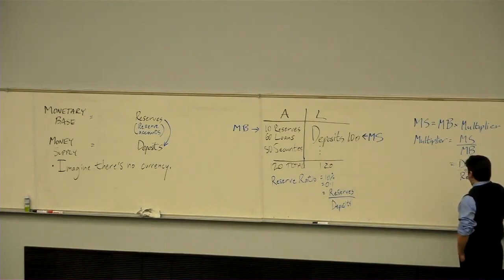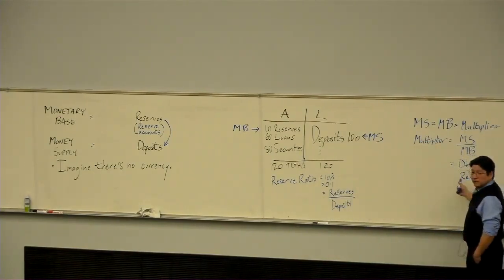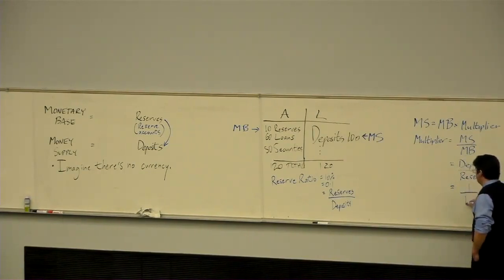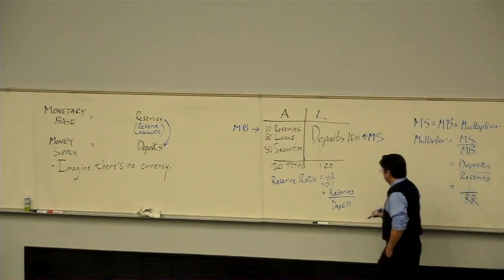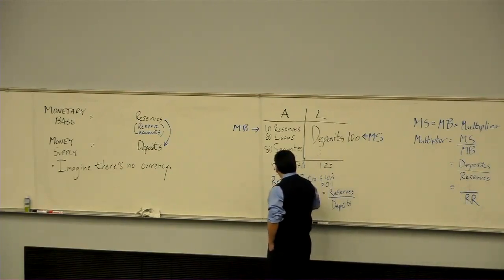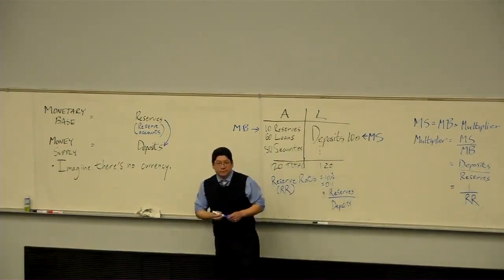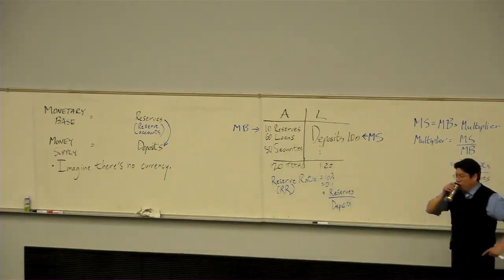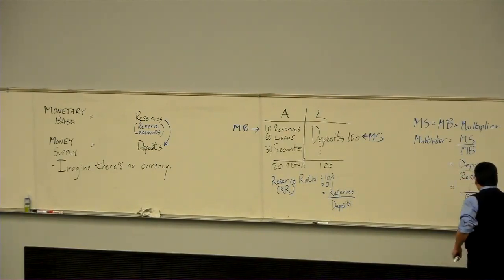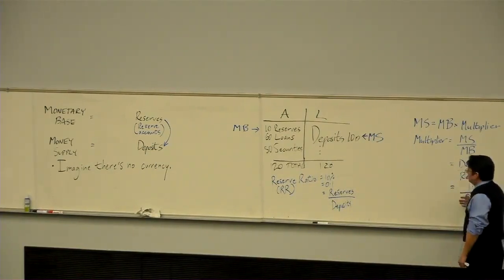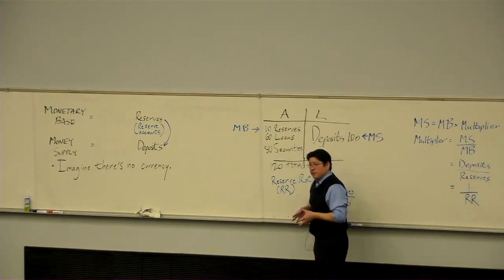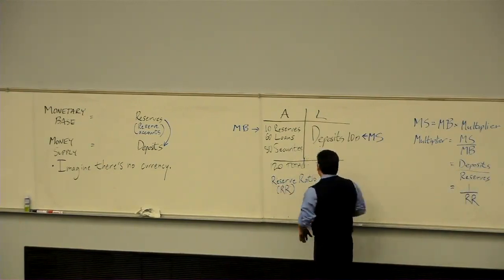And what's the multiplier? It's the inverse. It's deposits over reserves. So, in the world where there is no currency, what is the multiplier? It's just 1 over the reserve ratio. I'm just going to call it RR for short. Interesting. And notice this has that intuition in it that it's banks' lending activity that's taking the monetary base and somehow blowing it up into a bigger money supply.